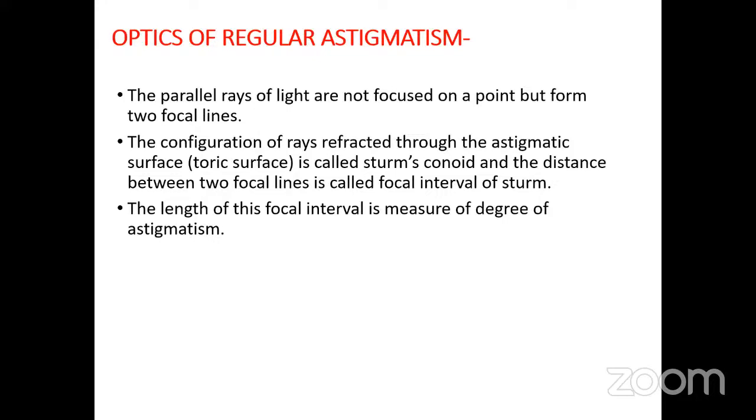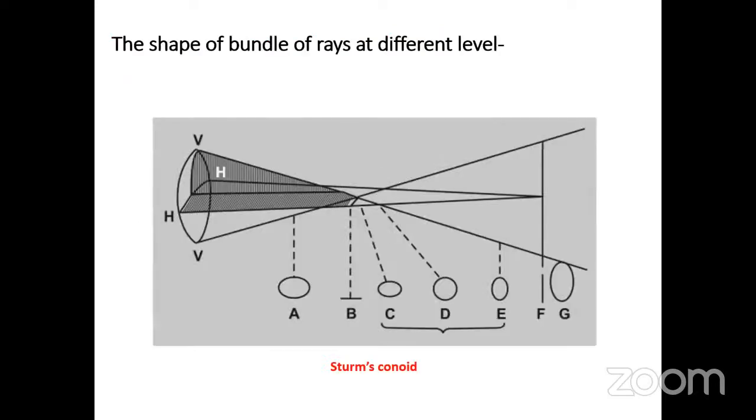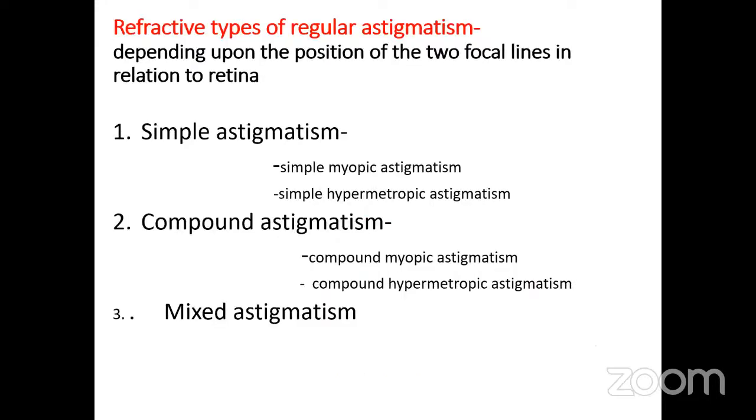The distance between these two focal lines is called the focal interval of Sturm, and the length of this focal interval is the measurement of the degree of astigmatism. Then at point D, we see a circle of diffusion, where the rays from the vertical meridian are diverging, and it is equal and opposite to the converging rays from the horizontal meridian.